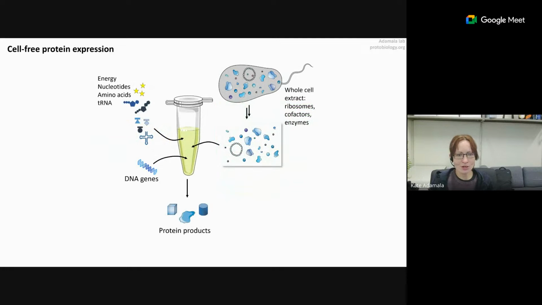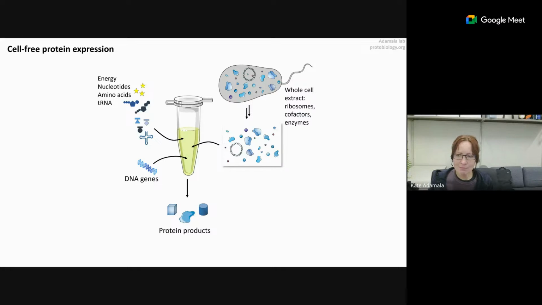What we really focus on is what goes inside that compartment. So what do we put inside a synthetic cell? What we do put inside is called a cell-free protein expression system. It's cell-free because by the time we get our hands on it, there are no cells anymore.